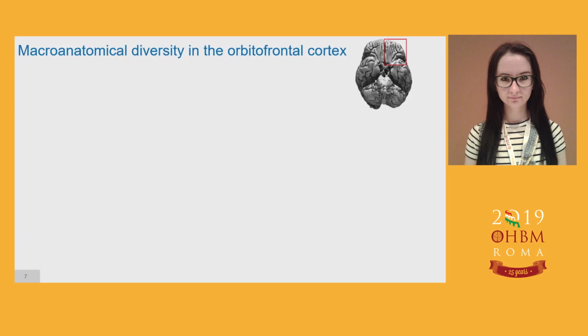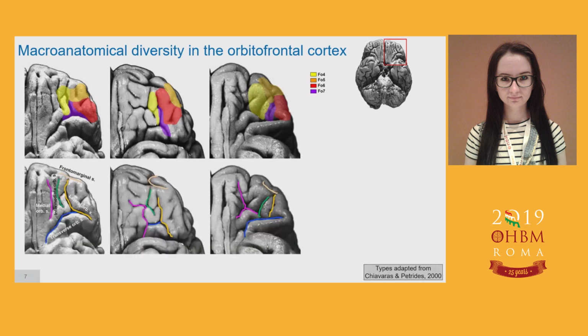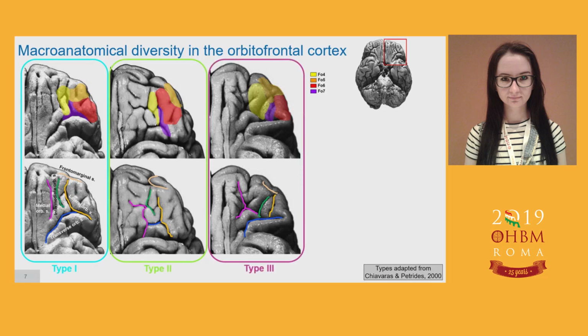Based on the variable macroanatomy of the OFC, 3 different types of sulcal patterns were found in the OFC, namely type 1 with a separated medial orbital sulcus and a continuous lateral orbital sulcus, type 2 with a medial, lateral and transverse orbital sulcus assembling the typical H pattern, and type 3 with a medial and lateral orbital sulcus being divided into separate rostral and caudal portions, only being connected through the transverse orbital sulcus.